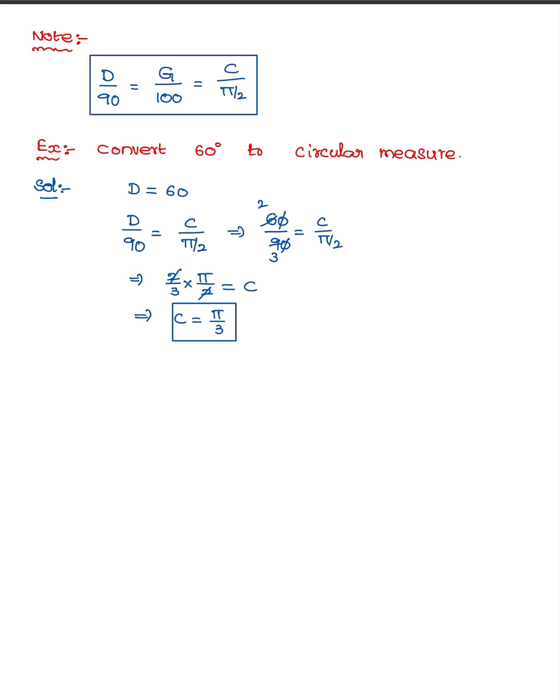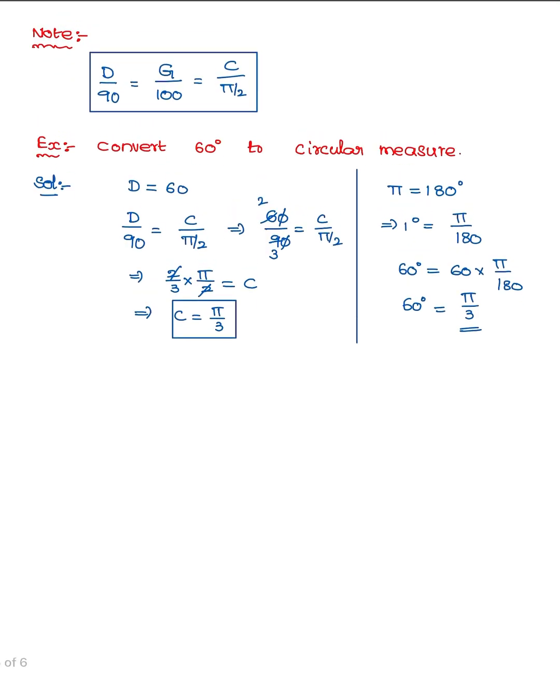And in another simple way, a shortcut method, pi is equal to 180 degrees. This one simple thing, if you remember, pi is equal to 180 degrees. From this, 1 degree we can write as pi upon 180. So 60 degrees is 60 into 1 degree, that means 60 into pi by 180. So that is pi by 3. This is another way to remember degree to circular measure.